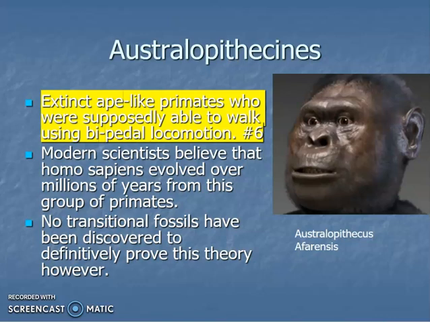According to these anthropologists, Australopithecines are basically extinct apes who could walk on 2 legs. That's what bipedal locomotion is, and supposedly, according to computer modeling, that's what they look like. So these are basically what scientists say they believe humans evolved from, their particular opinion. And then the big problem is the lack of transitional fossils.